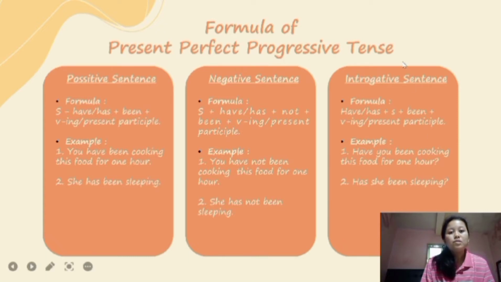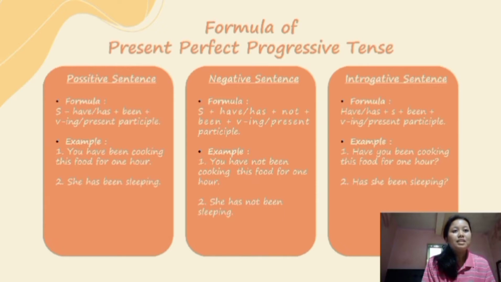Have is used for the subject I, you, they, and we, while has is used for the subject she, he, it. This tense formula is divided into three, depending on the type of the sentence. This includes the first, positive sentence, the second, negative sentence, and the third, interrogative sentence.